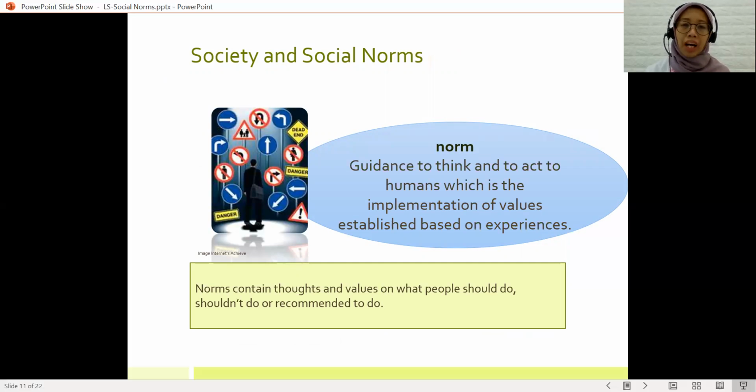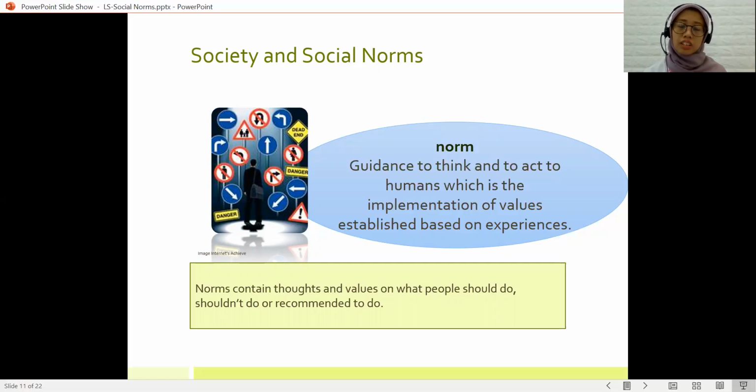What is a norm? In Bahasa, we call it kaidah or norma, norma sosial: guidance to think and to act for humans, which is the implementation of values established based on experiences. Guidance to think and guidance to act. We're going to discuss further each of the social norms and each characteristic. But in general, it is guidance to think and act, and it represents values based on society's experience.